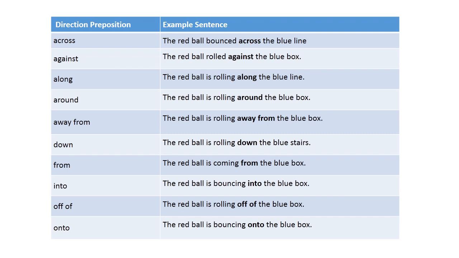Down. The red ball is rolling down the blue stairs. From. The red ball is coming from the blue box. Into. The red ball is bouncing into the blue box. Off. The red ball is rolling off of the blue box. Onto. The red ball is bouncing onto the blue box. So here you can see how direction prepositions are used.